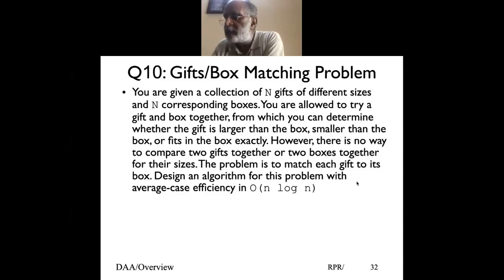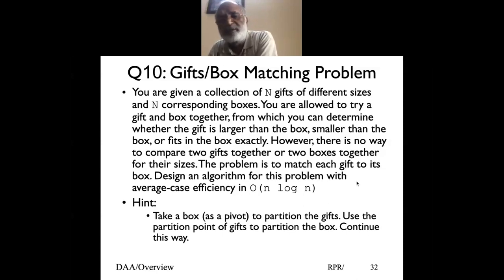Essentially the technique is to take one box as a pivot, and using this box as a pivot, partition the gifts. When you partition the gifts using this pivot, you get a left half of all the gifts with size less than the box, and a right half of all the gifts which are bigger than the box. Then I partition the boxes as well. Then I get two sub-problems and match accordingly.